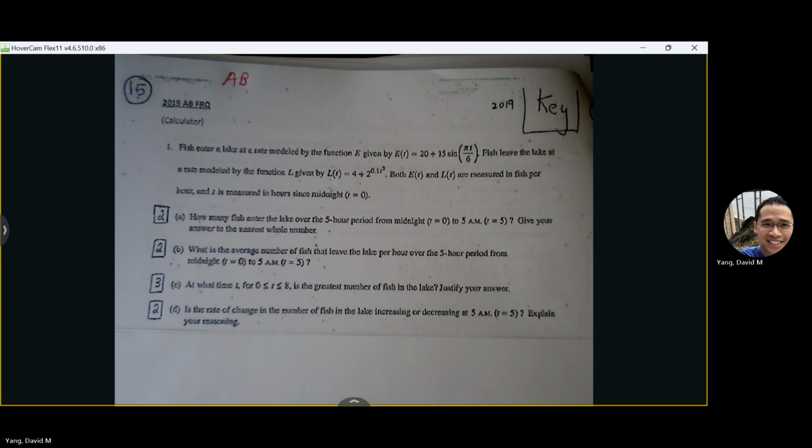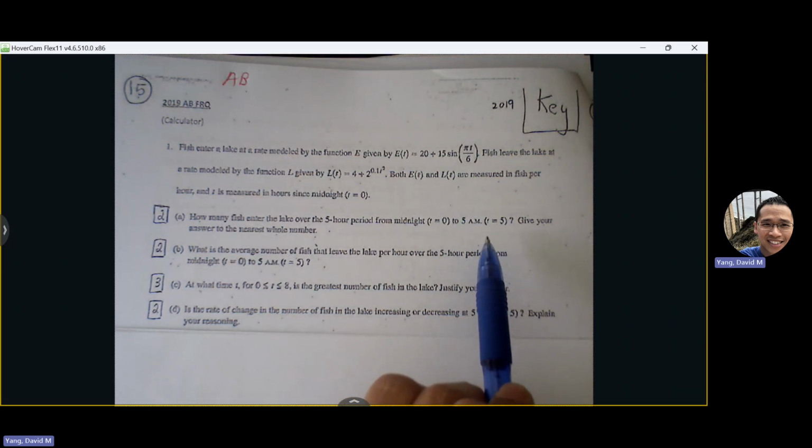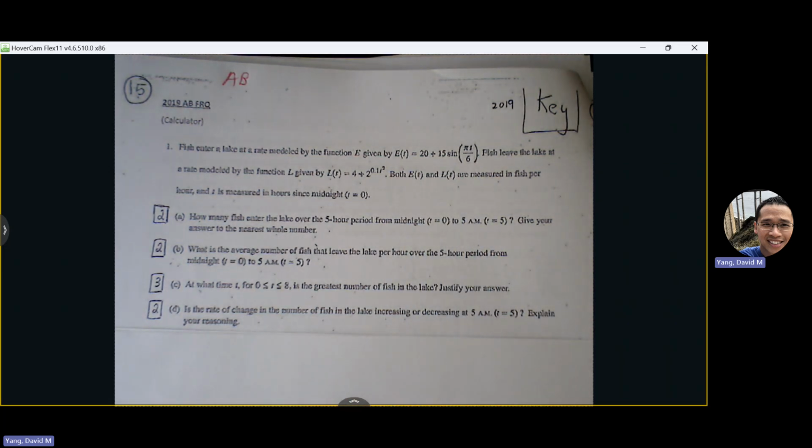So part A is pretty straightforward. We're trying to get from fish per hour up to the number of fish. So an integral can help us get there, right? We can just do a definite integral and then math 9, make the calculator do our steps for us there.